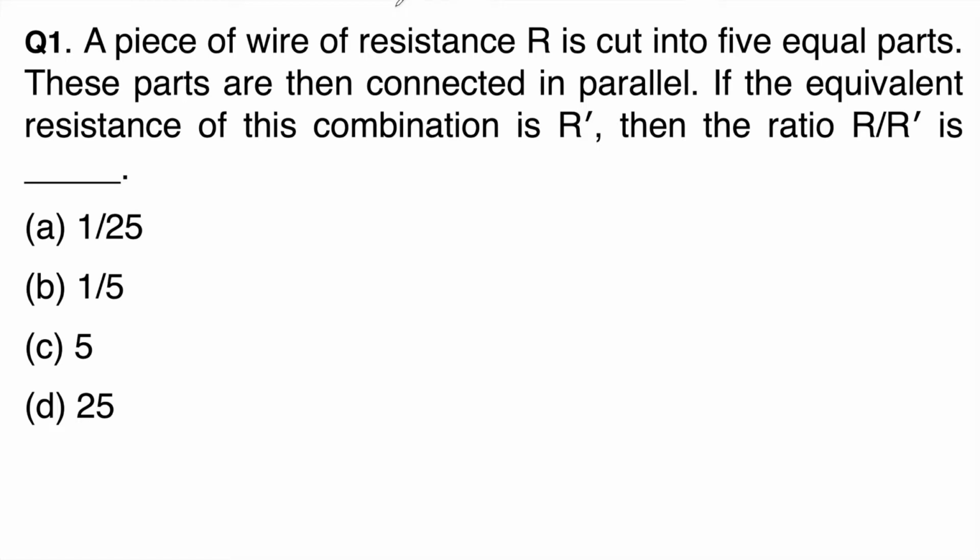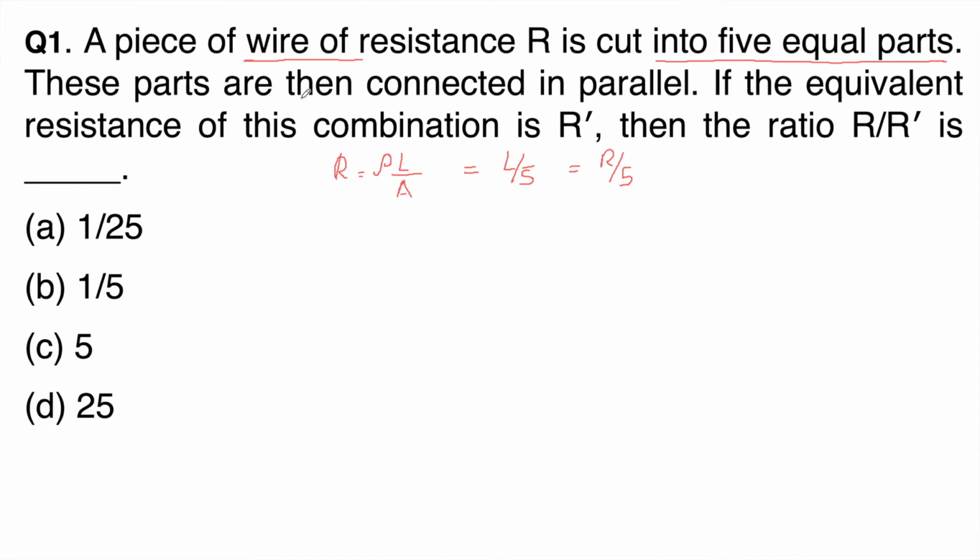Okay, so first we should consider the formula R is equal to rho into L by A. Because here the wire of resistance R is cut into 5 equal parts, the length will be decreased by 5. Length and resistance are directly proportional here, so the resistance also will be decreased by 5 times. So the new resistance is R by 5.